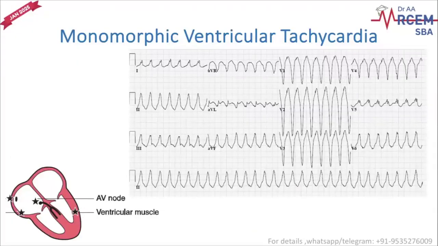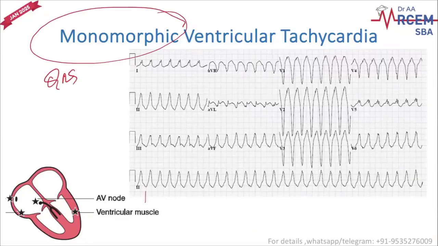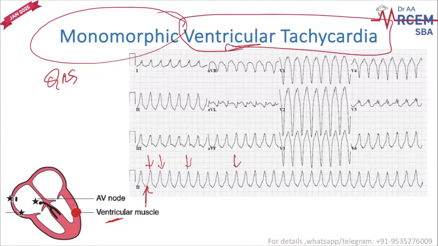Now we are entering into monomorphic ventricular tachycardia. Monomorphic means the morphology of the QRS complex remains the same from one QRS complex to another. So this QRS complex morphology is the same compared to this QRS complex or this QRS complex. That's why we call it monomorphic ventricular tachycardia. As the name suggests, the electrical activity is arising from the ventricular muscle, but at a single point. It is not arising from anywhere else. That's why we call it monomorphic ventricular tachycardia, because it is arising from a single site of the ventricular muscle.